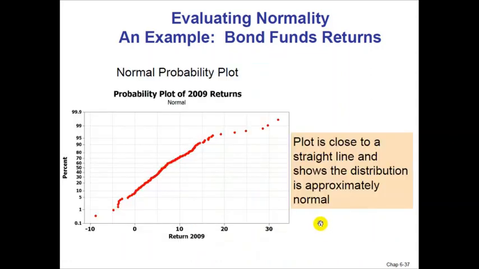Another method is you can use the normal probability plot. If the normal probability plot is close to a straight line, it shows the distribution is approximately normal. So it's up to you now to decide.